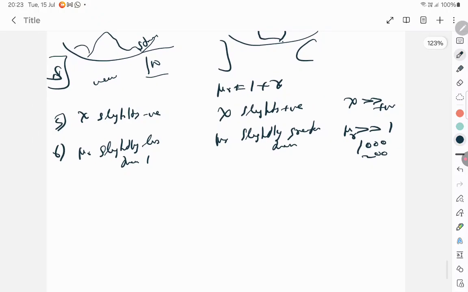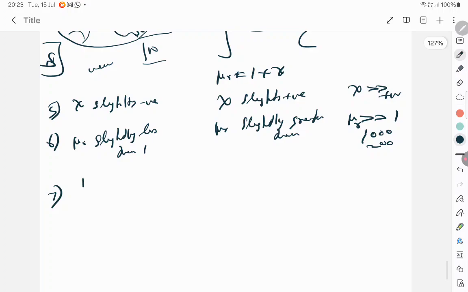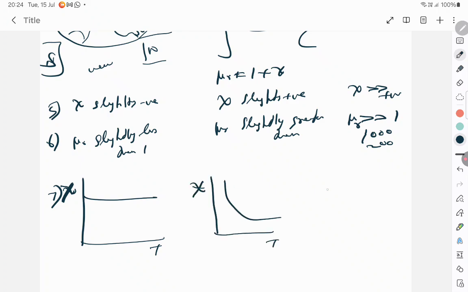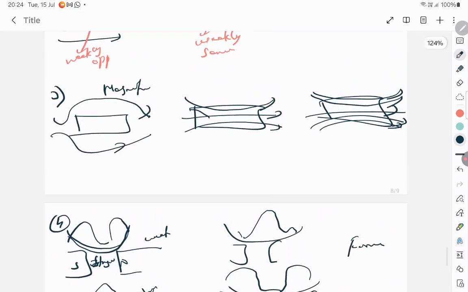Okay, so the next point is that diamagnetic does not obey the Curie law. Susceptibility versus temperature graph is a constant. For paramagnetic, susceptibility versus temperature is a reciprocal graph, and for ferromagnetic this also is a reciprocal graph. So these are the points which you should know.